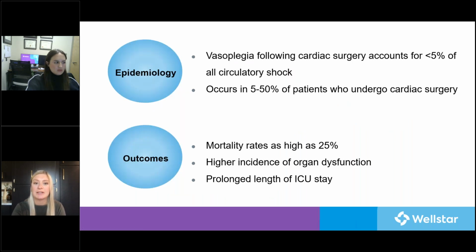So vasoplegia in cardiac surgery accounts for about less than 5% of all circulatory shock. And in those who have cardiac surgery, the incidence of developing it ranges from about 5% to up to 50% in these patients. In this population, the mortality rate can be as high as 25%. These patients are at a higher incidence of organ dysfunction and a prolonged length of ICU stay, whether it be due to requiring pressors or prolonged mechanical ventilation. It just depends on the patient.